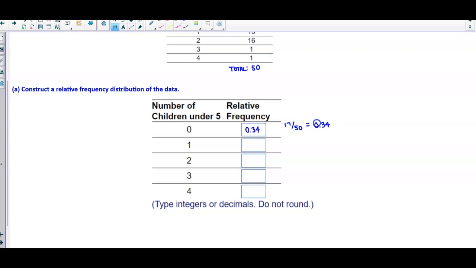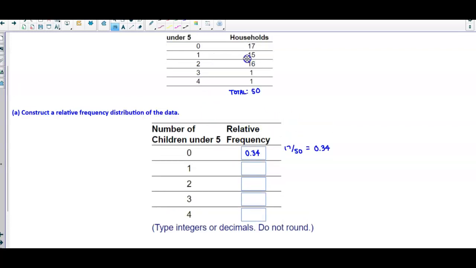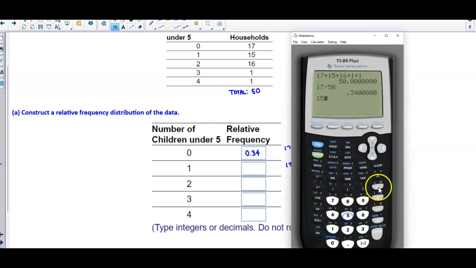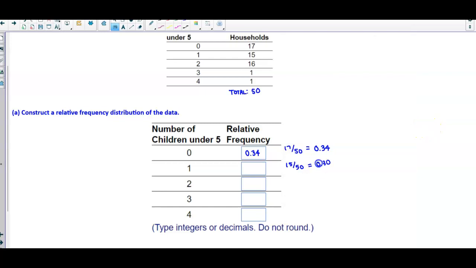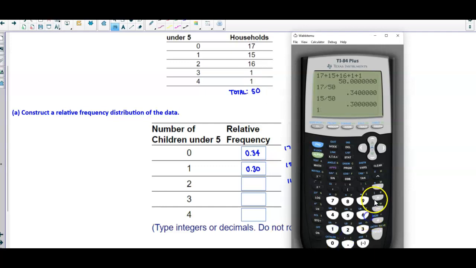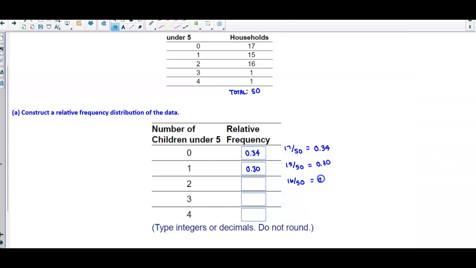Okay, and then we're going to take the next frequency, in this case for 1, that is 15 divided by 50. So what is 15 divided by 50? Let's go ahead and do that. 15 divided by 50 gives us 0.30. So therefore, there is our relative frequency for that. And then the frequency for 2 is going to be 16, and then divide that by 50. So let's go ahead and do that. So 16 divided by 50 gives us 0.32. So therefore, that's going to go there.